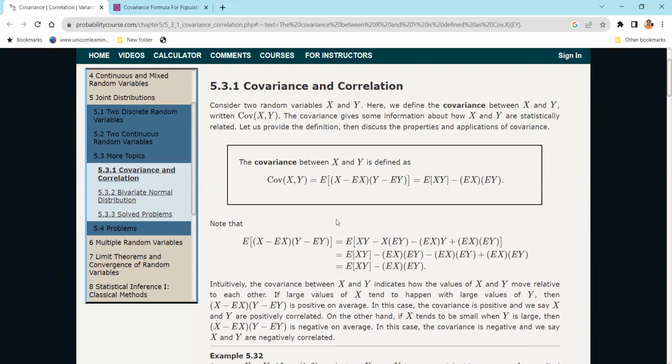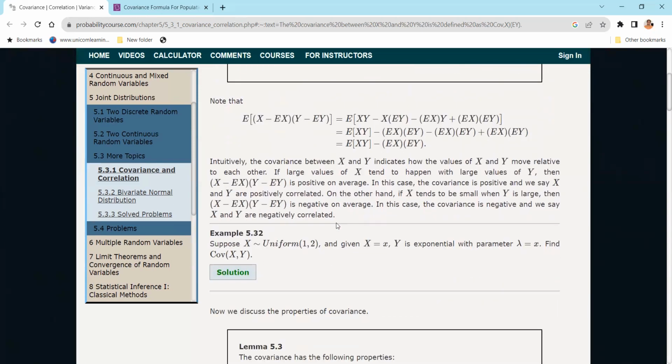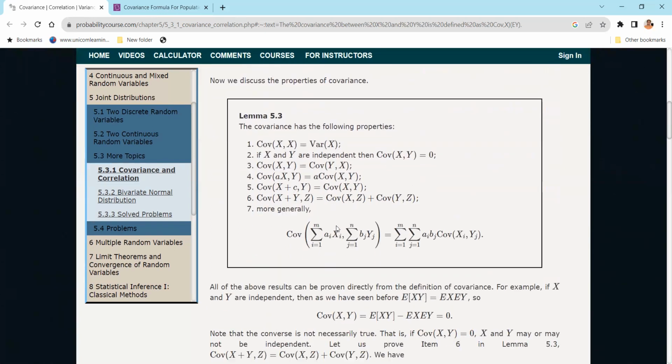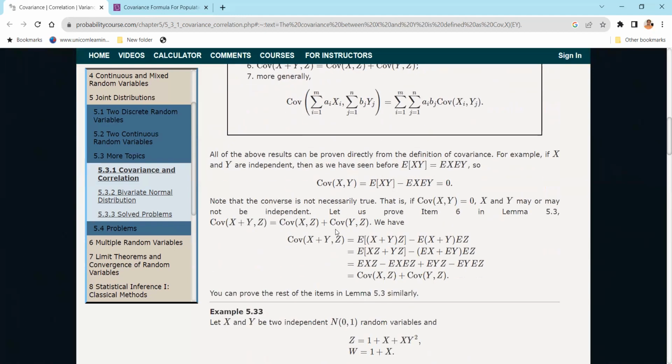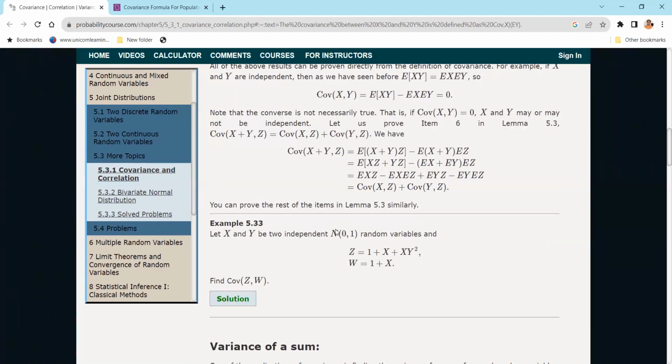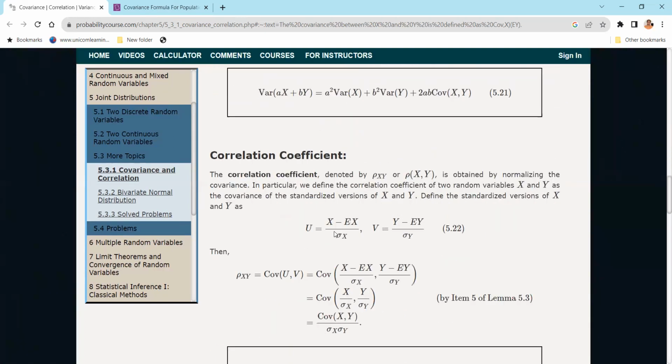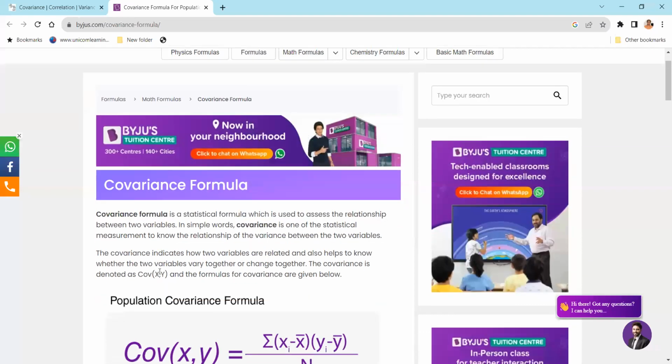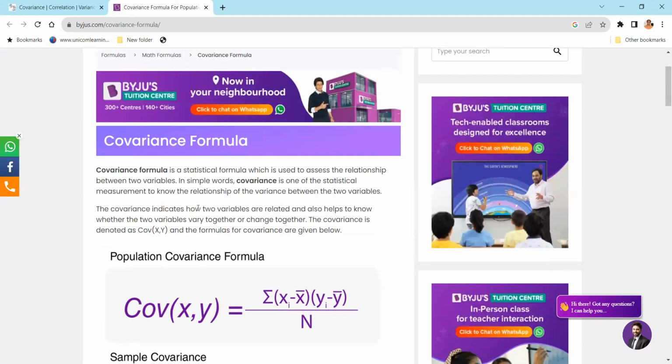Let's look at a value here. I want to take an example. This is a little higher level. We'll take some numbers and see better. Covariance is a measurement of variance between two variables.